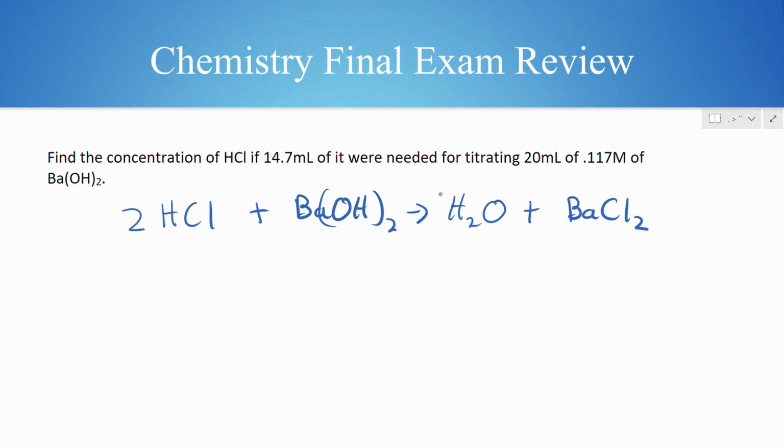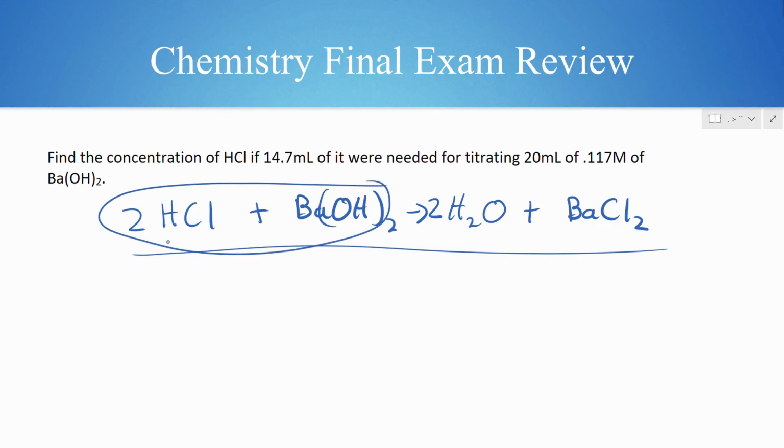Okay, so this is the reaction we're dealing with, an acid and a base added to titrate. And we need to notice this ratio. 2 moles of acid are needed for every 1 mole of base. In the end, we're going to have to find the concentration of HCl. So concentration, we're going to be using the molarity equation, which is equal to number of moles over liters.